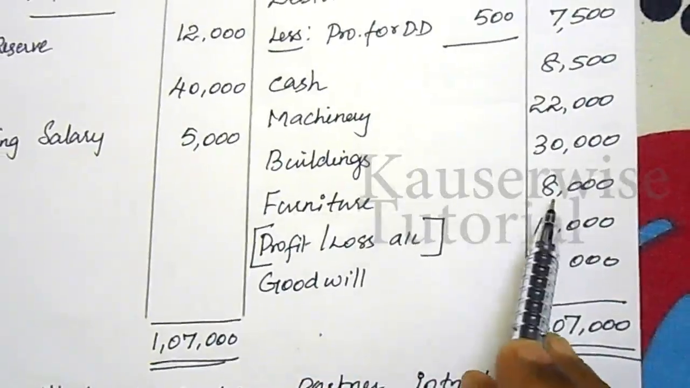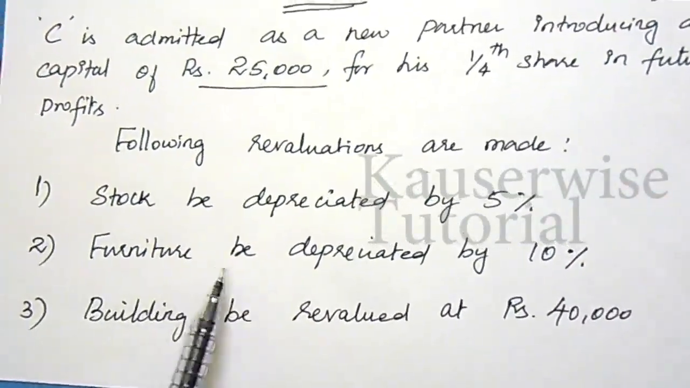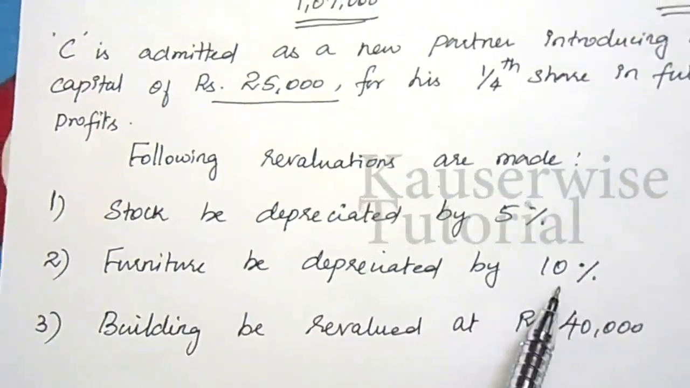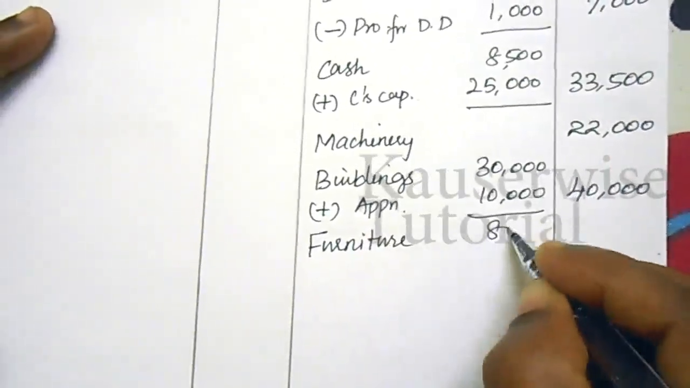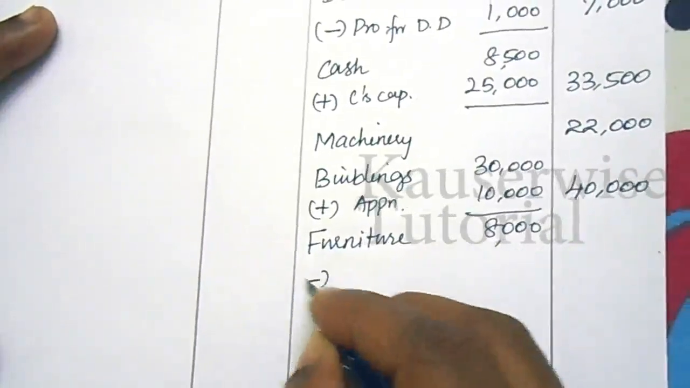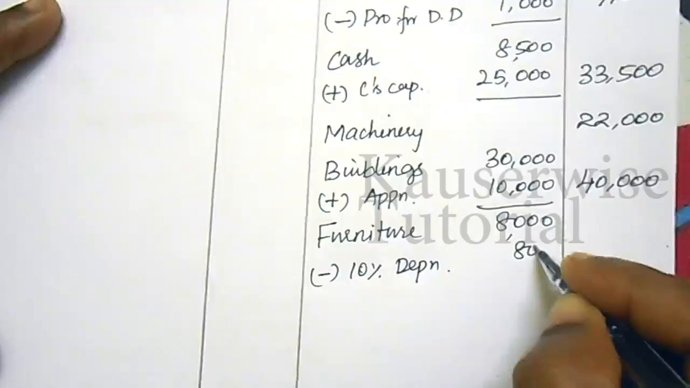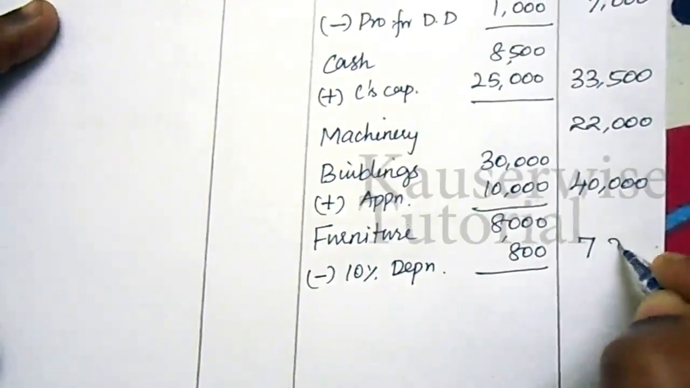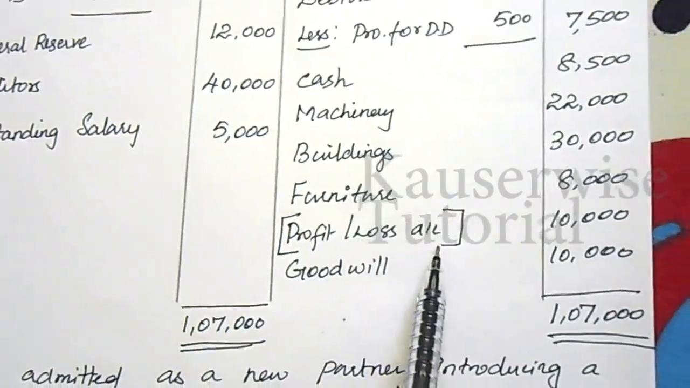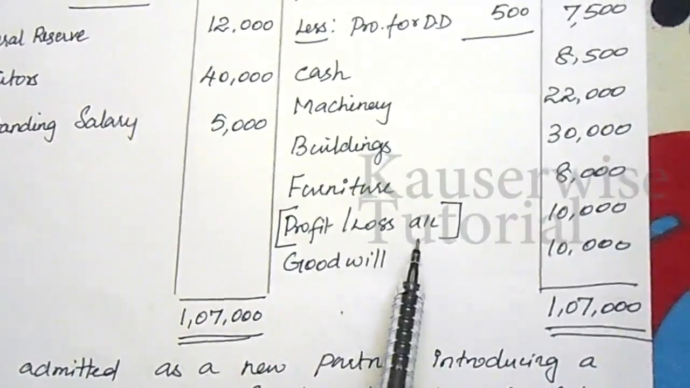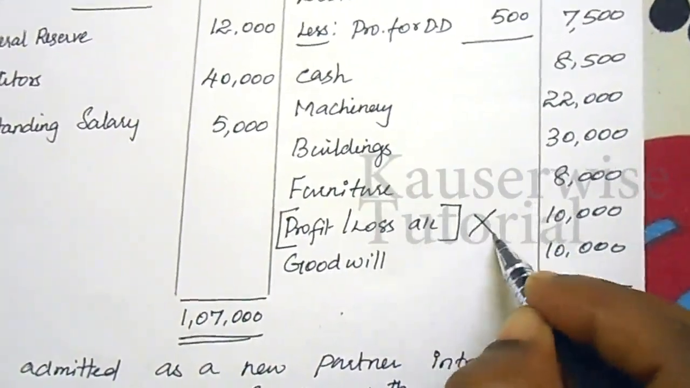Next, furniture 8,000. Look at the second adjustment. Furniture to be depreciated by 10%. Furniture 8,000 minus 10% depreciation 800. Balance 7,200. Next one, profit and loss. This is the loss, which we have already transferred to the old partners' capital accounts. Now you need not write this item.